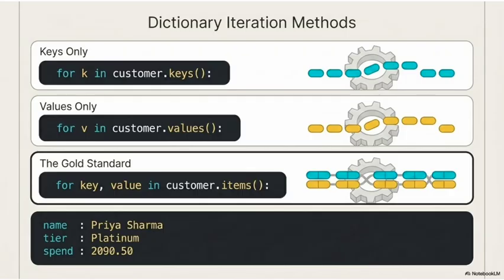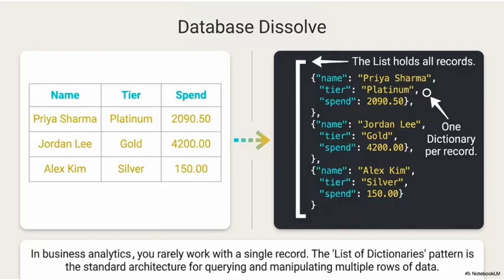The gold standard, for key, value in customers.items(), gives you both the key and the value simultaneously on every iteration. This is what you'll use in almost every real-case scenario. The .items method is the workhorse of dictionary iteration. It unpacks each key-value pair into 2 variables, giving you full access to both the field name and the field data in every loop pass.